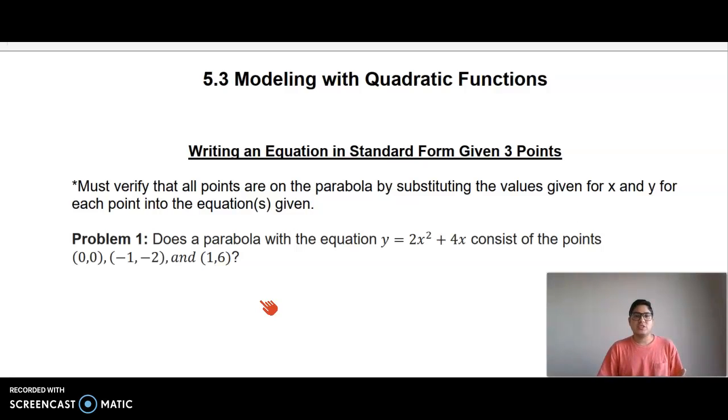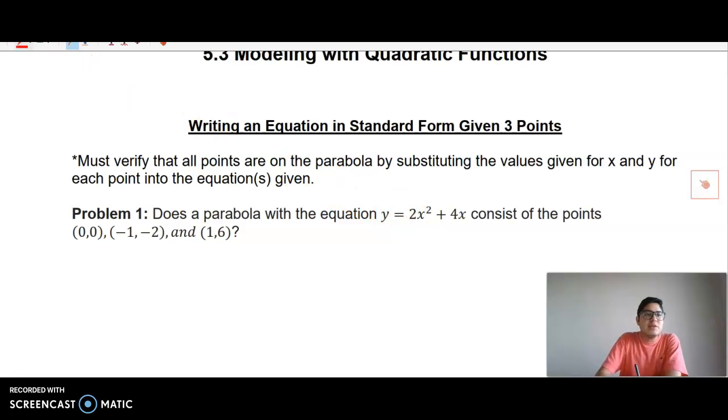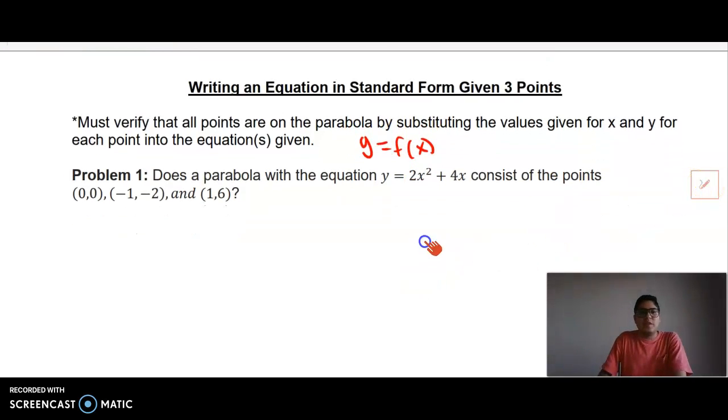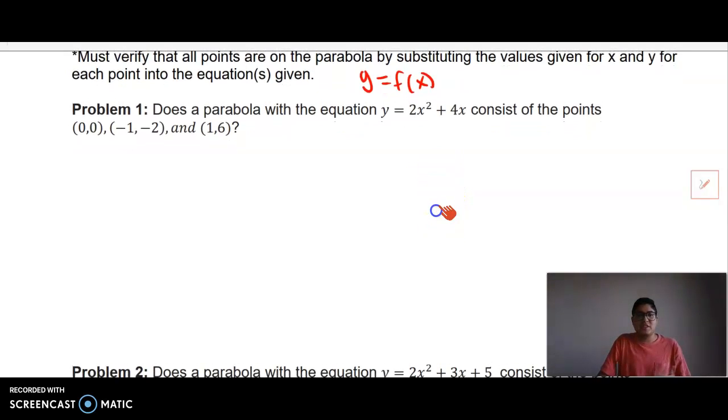This is modeling with quadratic functions. So what we're doing is we're just looking to see if these coordinates are actually on the parabola. You'll see here that I've got three sets of coordinate points, and I have a function, and remember, we typically write our notation as y equals f of x, meaning that y is some function of x. So what we're going to do is just verify that these coordinates are actually on this parabola. So it's more like a true or false or a verification type deal.